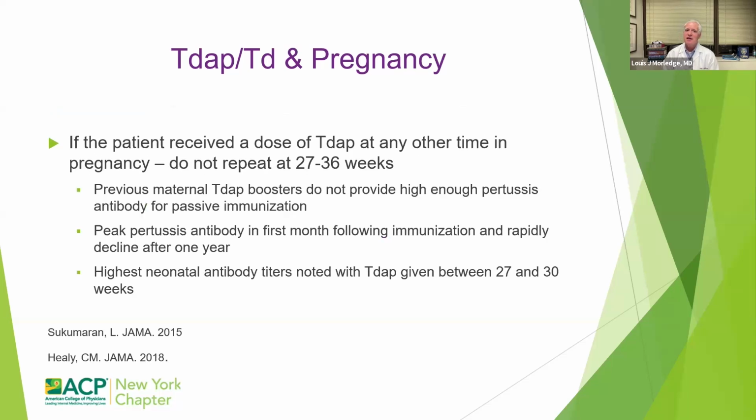And then finally, if a patient receives a Tdap at any other time in the pregnancy, do not repeat at 27 to 36 weeks. Previous Tdap boosters do not provide high enough pertussis antibody for passive immunization. Peak pertussis antibody is in the first month following immunization, with rapid decline after 1 year. And the highest neonatal antibody titers are noted with Tdap given between 27 and 30 weeks.